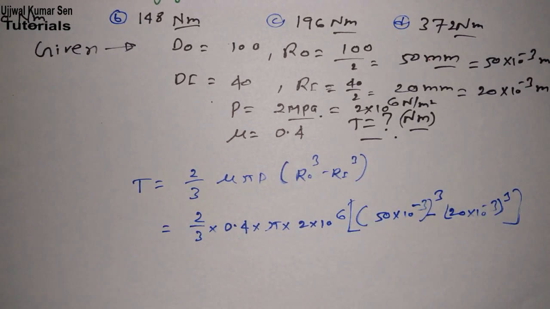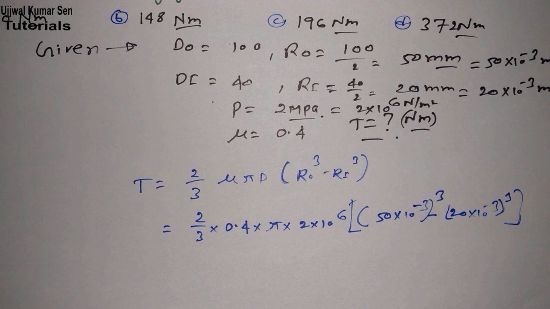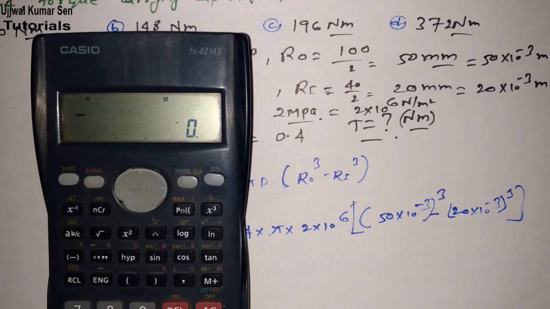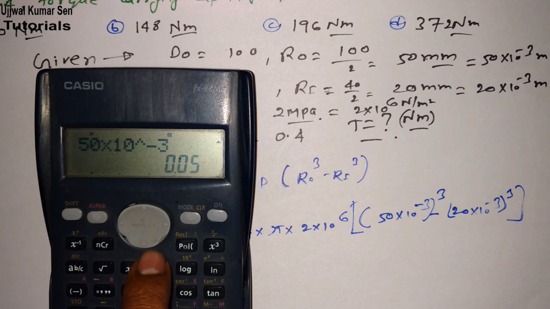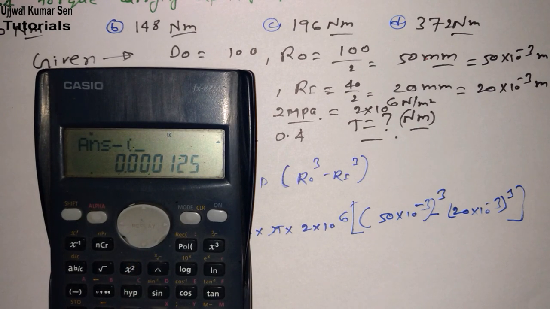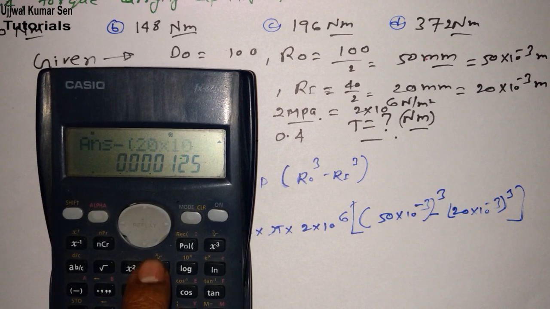So if you are a beginner, then try to write the formula, then put in all the values. That is one of the best steps to get the right answer. Okay, so first of all we will solve this part only. 50 multiplied by 10 to the power minus 3 is this, whole to the power cube. It's very small. Now 20 multiplied by 10 to the power minus 3, whole to the power cube.